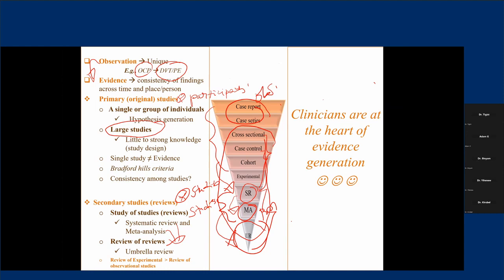And a clinician who writes a very good history is contributing to evidence generation, because that's where we get our data whenever we conduct cohort, case control, or cross-sectional studies, because we get our information from charts.